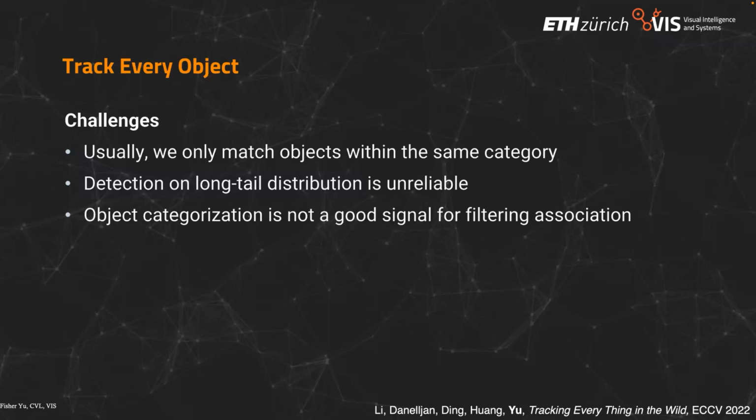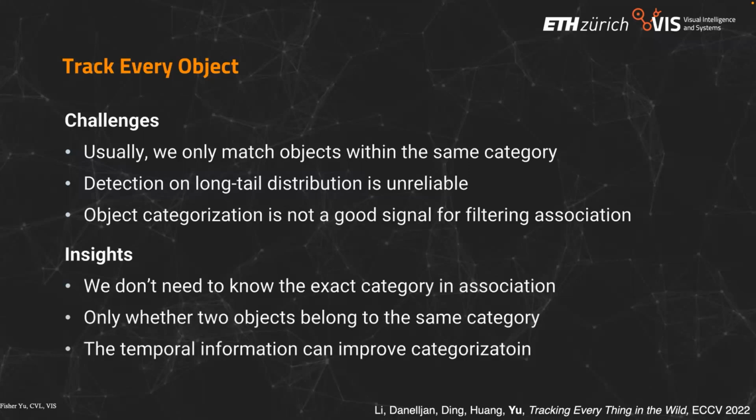However, if we consider the long tail distribution, then the classification actually becomes very noisy. And then filtering the association candidates through the category information becomes quite challenging and can cause a lot of false matches. Therefore, this creates some challenge here. At the same time, we also observe that we actually do not need the exact category in order to do the filtering. We only need to know whether the two objects are in the same category or not.